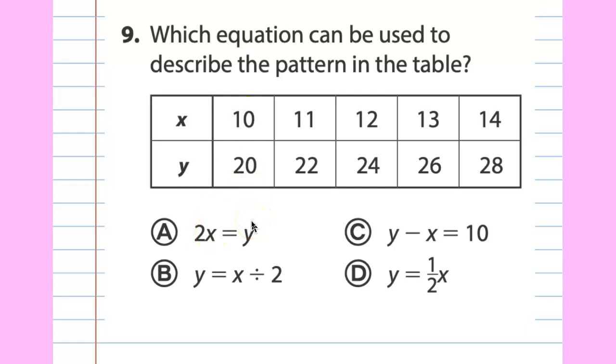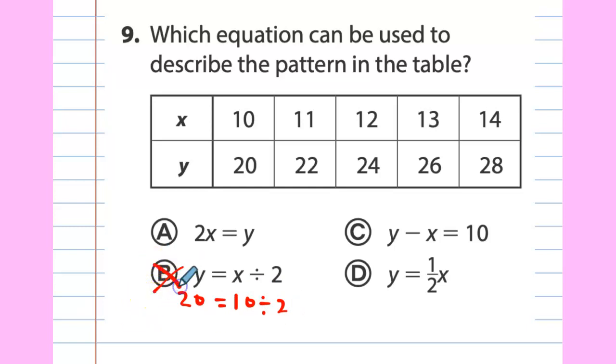It looks like A is correct. Let's look over here. 2 times 11 is 22. It looks also correct. And 12 times 2 is 24, 13 times 2 is 26, 14 times 2 is 28. We have a winner, which is A. But what if it did not work that way? What is another way of finding the relationship between x and y? Look at B. We're just substituting. Let's say y is 20, then it would be equal to 10 divided by 2. So that way is incorrect.